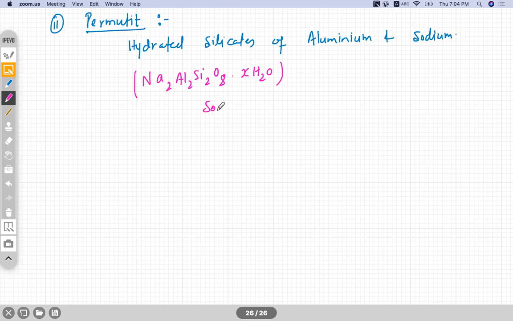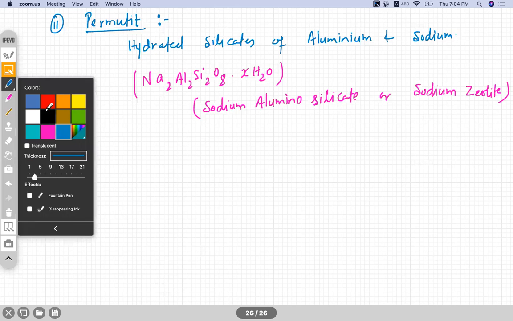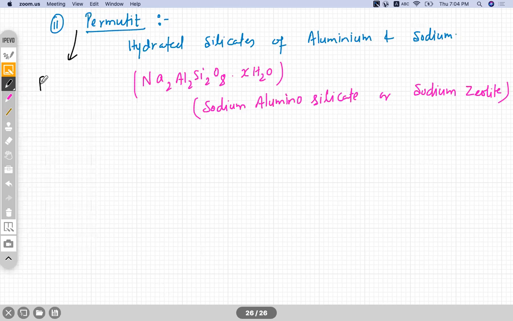The chemical name is sodium aluminosilicate, or we also call it sodium zeolite. Sodium zeolite. This is also used for the removal of both temporary and permanent hardness. Write down here, removes both temporary and permanent hardness.